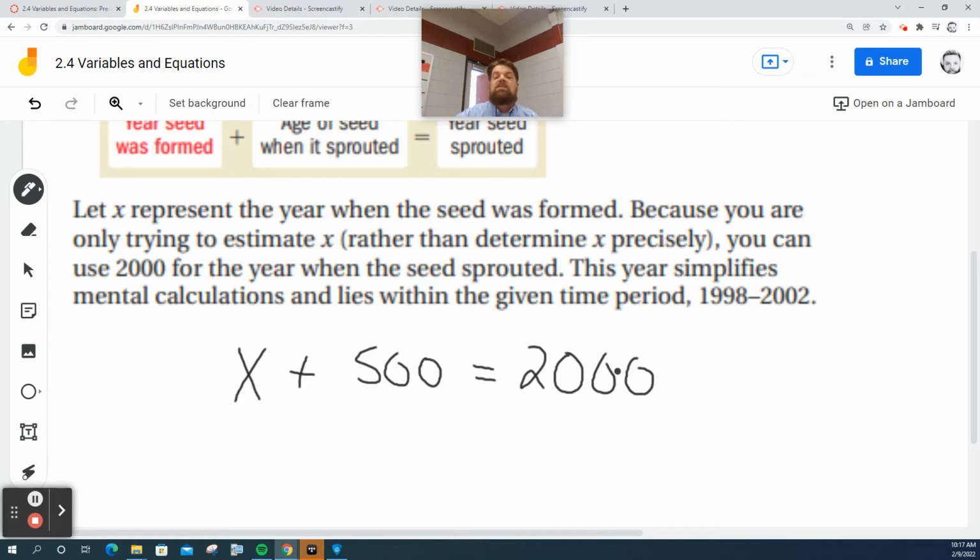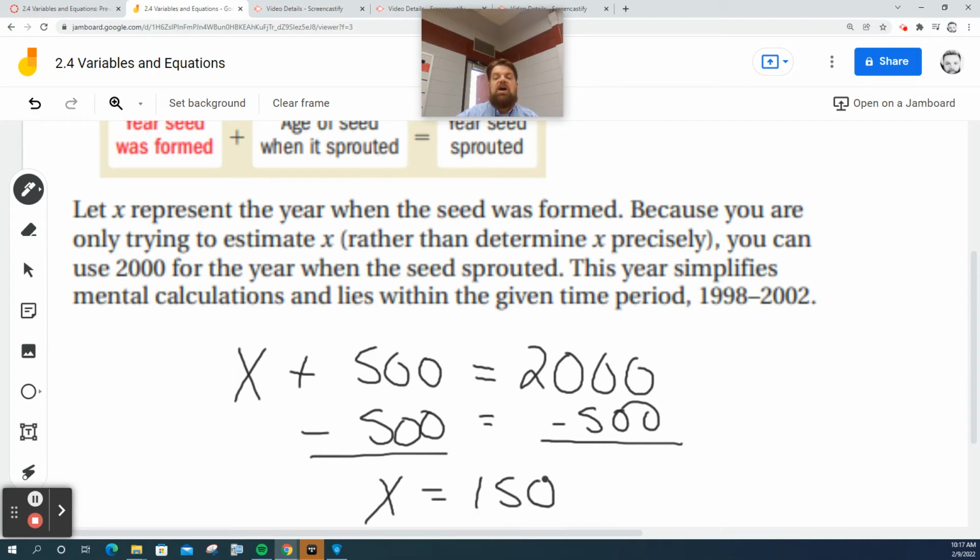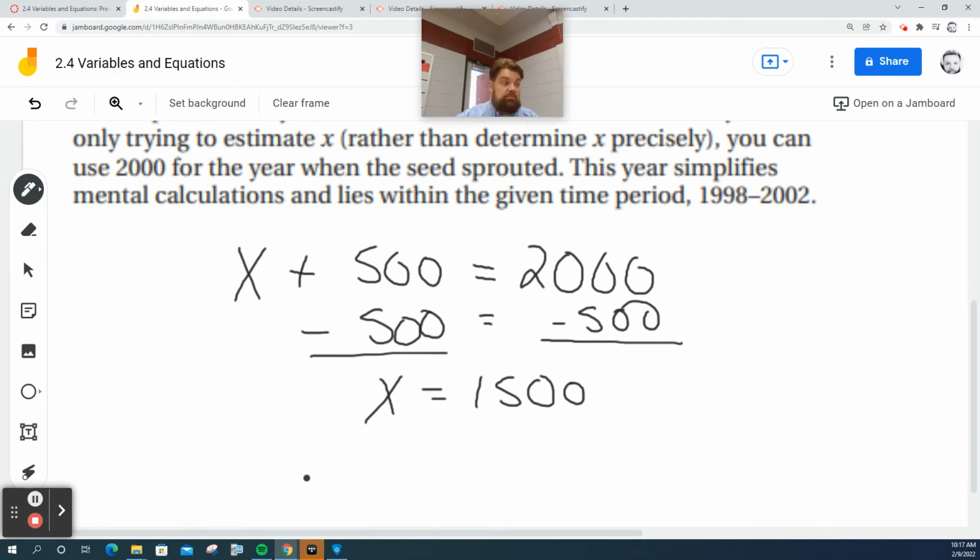So then what do I do? How do I figure out the year the seed was formed? I'm just going to subtract 500 from both sides. So I get X is equal to 1500. Now, because it's an approximation, we don't really know if it's 500 years old exactly, but we're going to say it was about the year 1500. So you could say around.